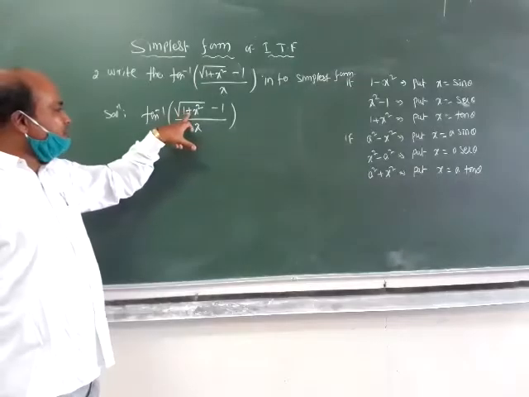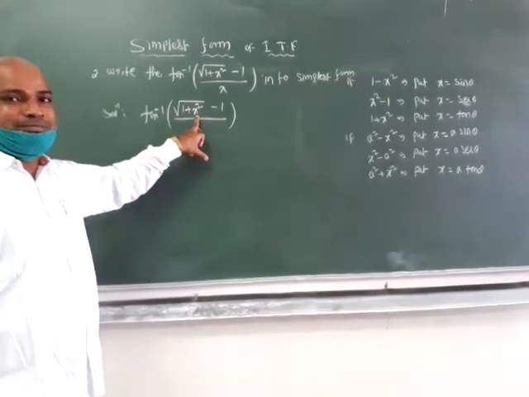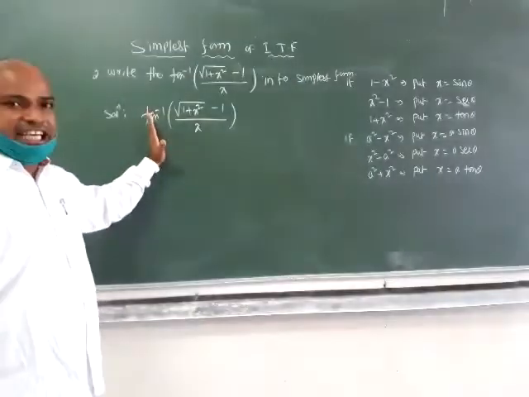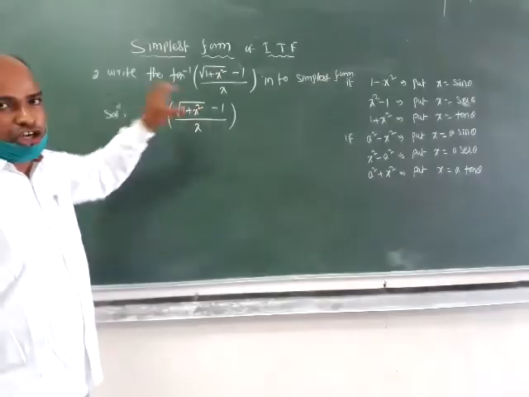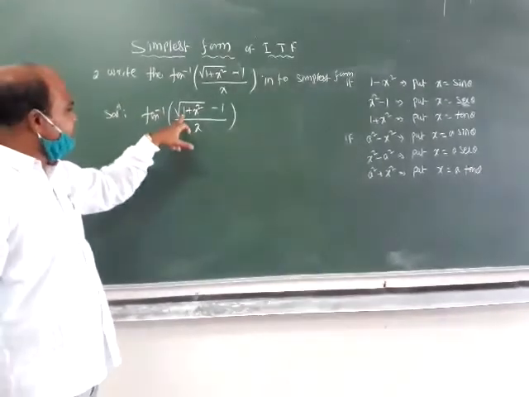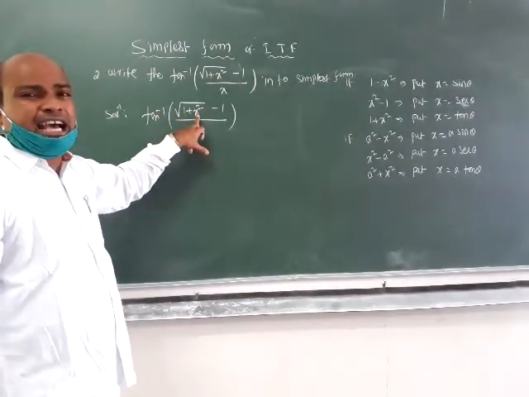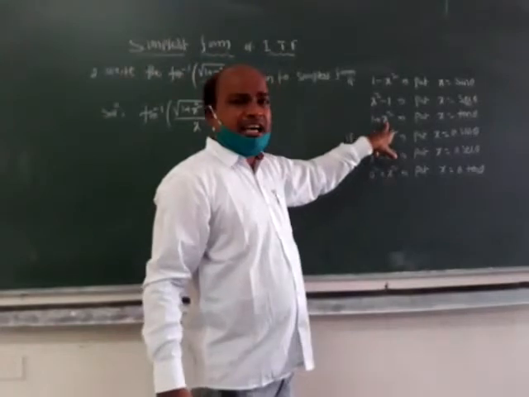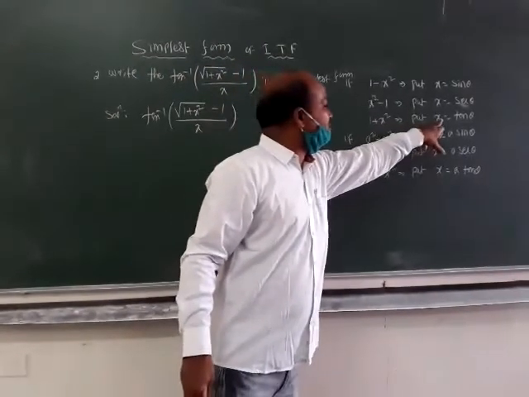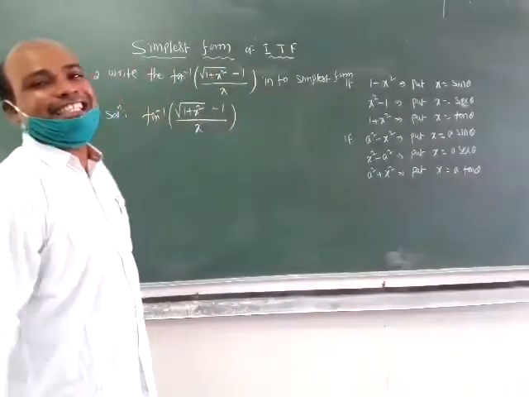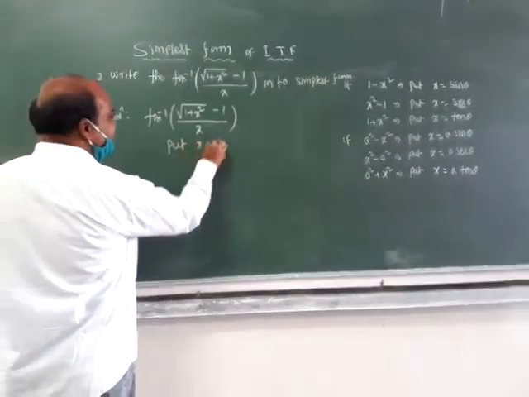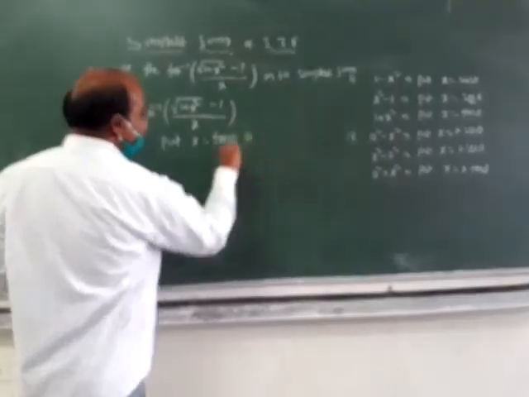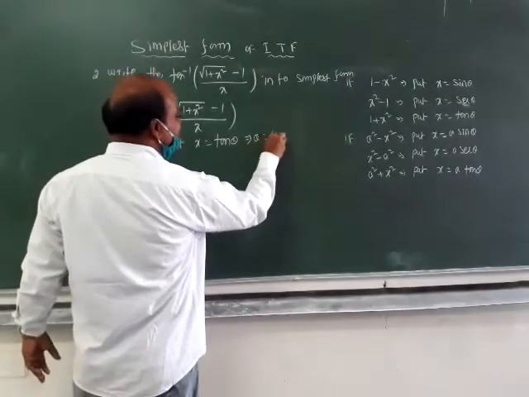Now here, 1 plus x square. Because the bracket before is tan inverse, this bracket also you want to convert to either tan or cot. So then you see the function is 1 plus x square, so compulsorily you have to substitute x is equal to tan theta. Directly put x is equal to tan theta, which gives the result theta is equal to tan inverse x.